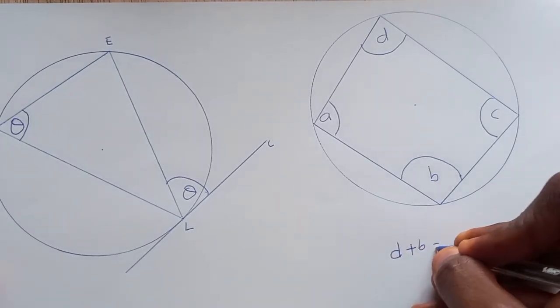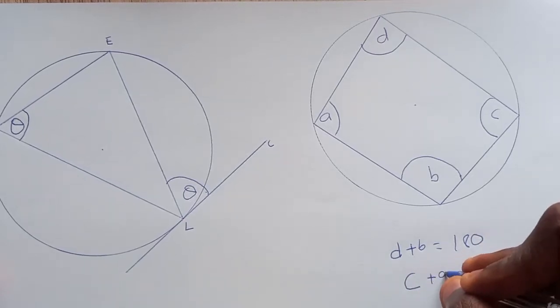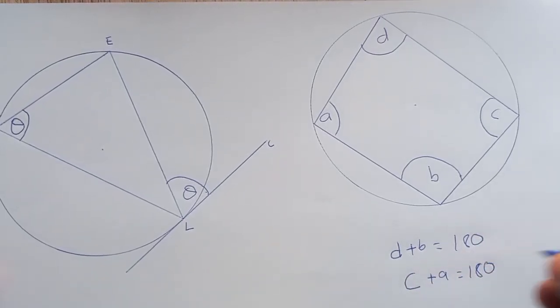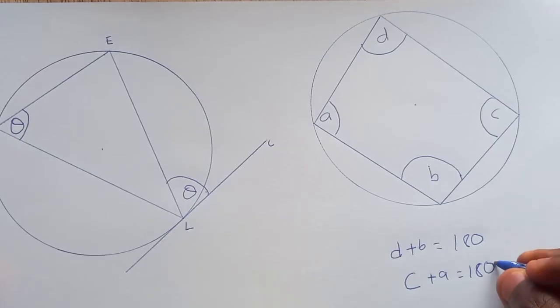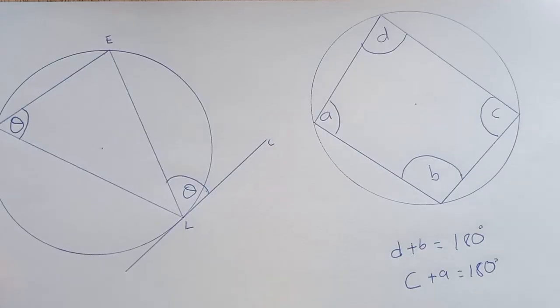DB to be equal to 180. CA to be equal to 180. Are you following? So the opposite angles sum up to 180.